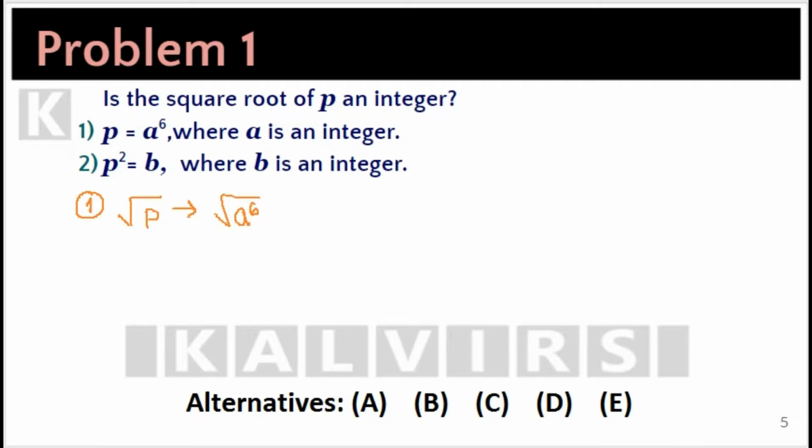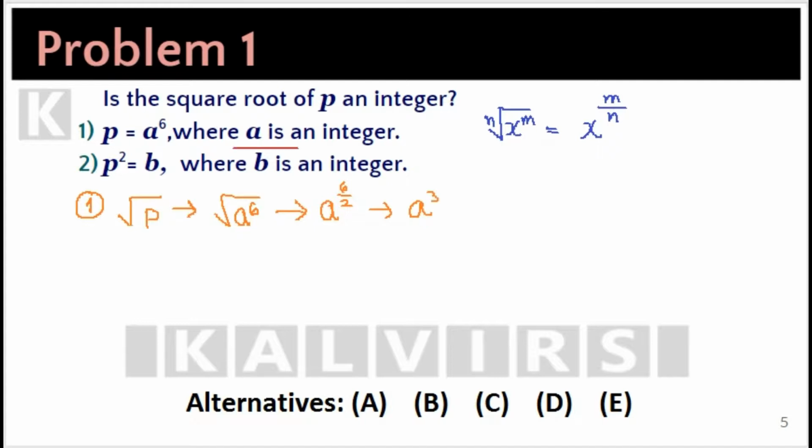Remember from algebra that the nth root of any real number x to the m power is the same as x to the m over n power. Therefore, the square root of a to the sixth power is the same as a to the 6 over 2 power, and that is a cubed.